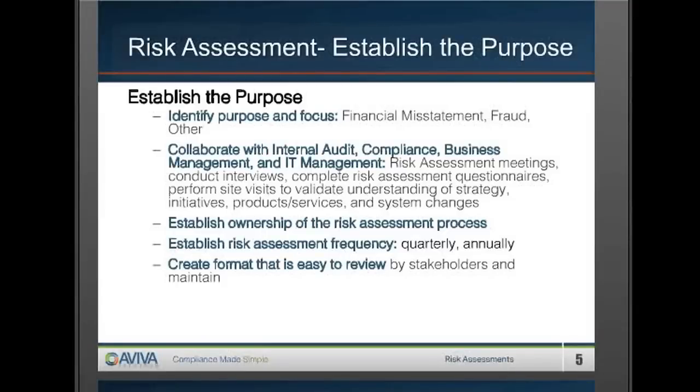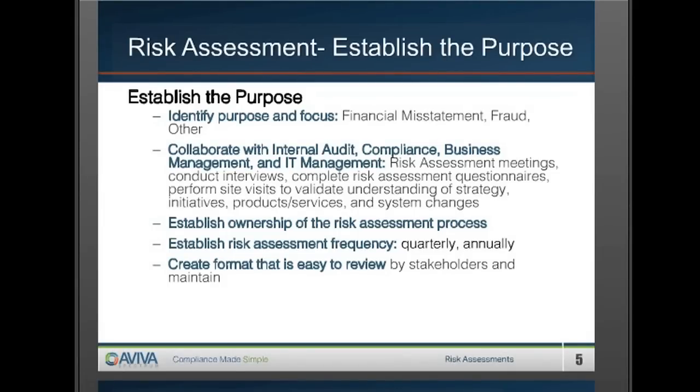So the first area that we want to do is establish the purpose. Our new COSO framework actually requires us to focus on financial misstatement and fraud, but we can also think about other areas that we want to focus on. Then we want to collaborate with our stakeholders. For example, some of our compliance functions can be internal audit, compliance, business management, and IT management.